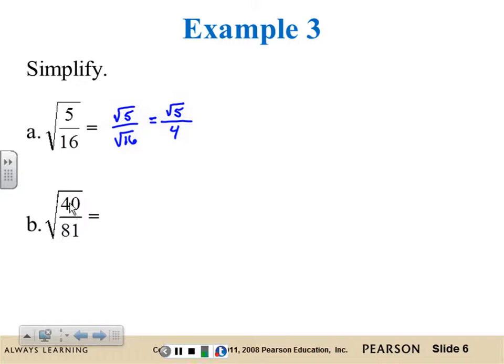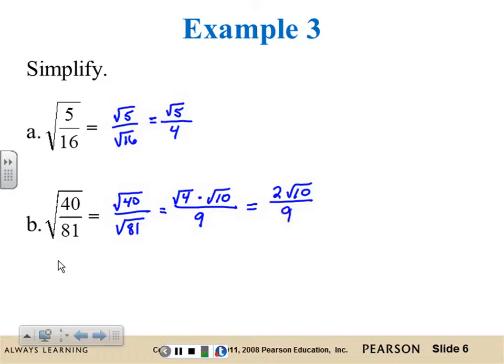So with letter B, 40 over 81, that will not reduce. They don't have anything that will divide into both of those. So we're going to break out the square root of 40 over the square root of 81. Now, the square root of 40, we've already done that. We know that the square root of 40 will break down into 4 times 10. And we also know that the square root of 81 is simply 9. So let's keep going farther. The square root of 4 is going to be 2 times the square root of 10, you can't do anything with, over 9. So that's your simplified answer.